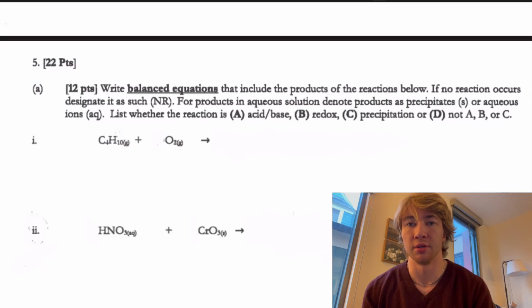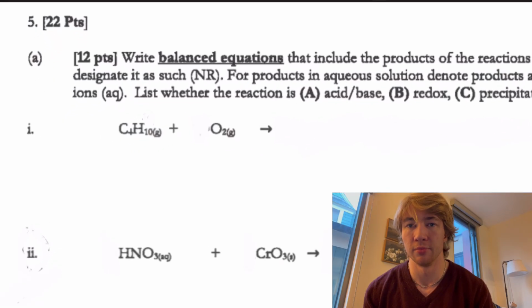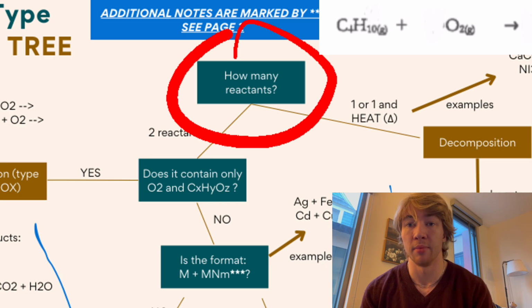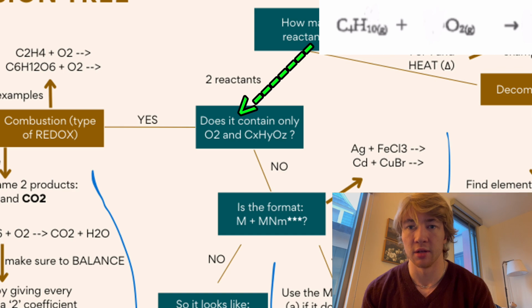And I'm going to try using an exam question from probably the hardest chemistry class in the US, which is the one here at Cornell. So let's get into it. As we look at our first question here, C4H10 plus O2, the first question in this flowchart is always how many reactants do we have? And here we've got 2. So next we'll ask ourselves, what are they?